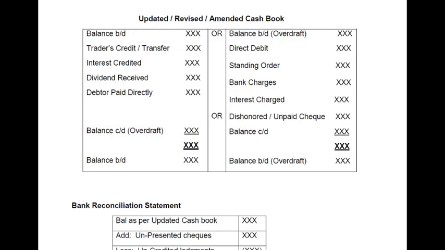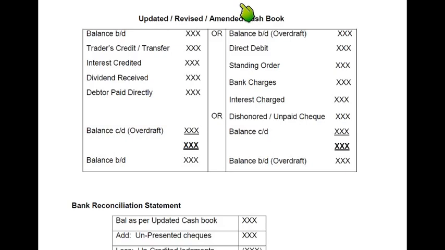Updated cash book is also known as updated bank account. Updated cash book means, as you are already aware, we have an account in the bank, a record of which is being kept by us in the form of a cash book. Now, why do we need to update our cash book? We need to update our cash book because there are some transactions in our bank, plus or minus, that have been performed by the bank, but they are not yet recorded by us.